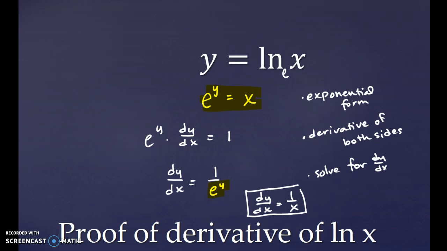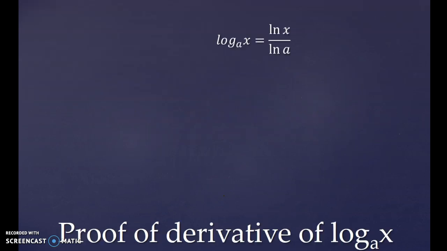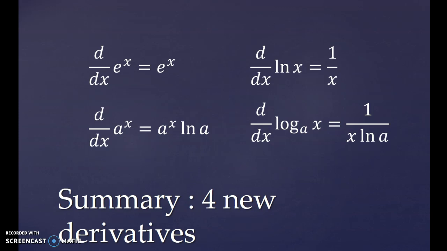All right, I'm going to skip ahead for a second so you can have the rest of the derivatives that you need to know. So we talked already about the derivative of e to the x is e to the x. The derivative of any other number to the x is going to be that number to the x times natural log of that number.